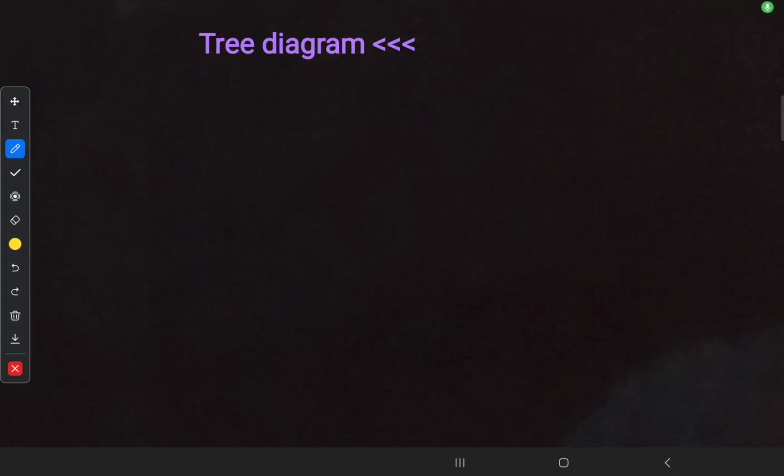Diagram. The basic thing is when we face two events happening one after one. In those cases, we are going to represent our given data in a tree diagram to find the resultant probability.